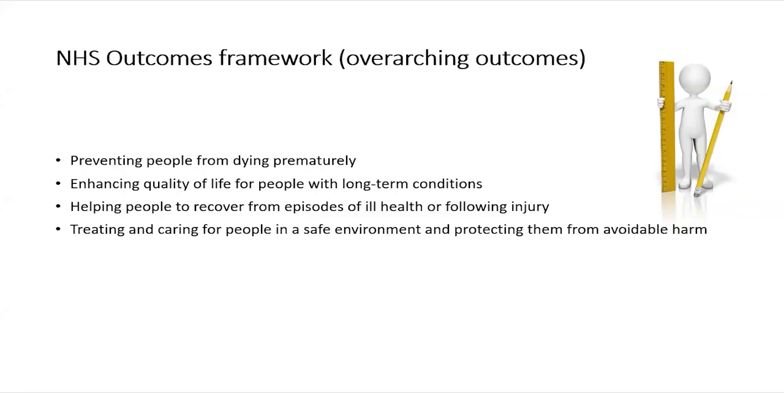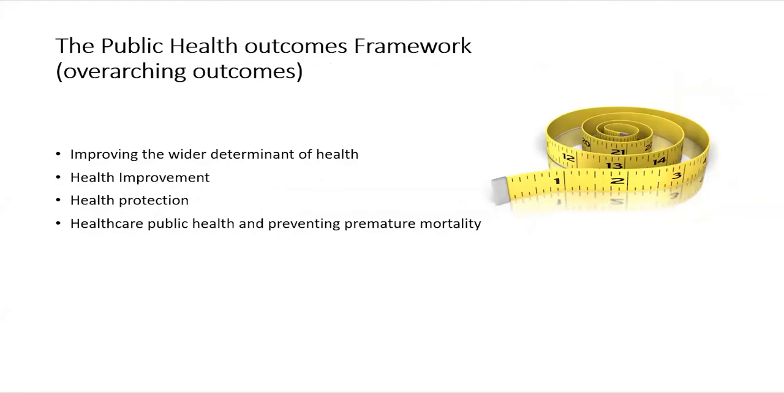In terms of the Public Health Outcomes Framework, we have overarching outcomes that include improving the wider determinants of health, which we know housing plays an important part of, and we know the impact that poorly designed homes have on health and well-being. Then health improvement, health protection, healthcare public health, and preventing premature mortality. Again, certainly around the wider determinants of health, I think we can all see the outcomes that the DFG can have on those aspects.